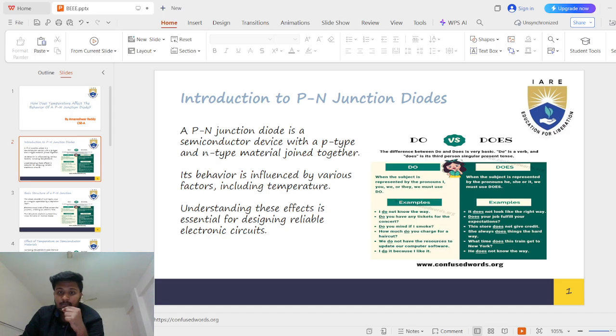This property makes diodes very useful in circuits for controlling the direction of current flows. So in simple terms, temperature changes how easily current flows through the diode. Understanding these effects helps engineers design circuits that work properly under different environmental conditions, ensuring reliability and safety.